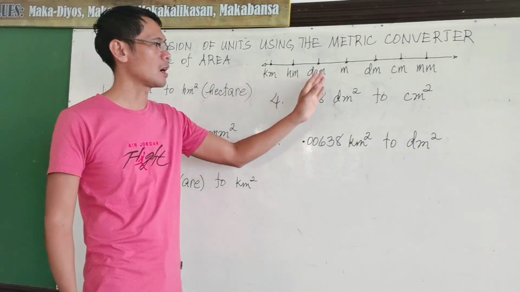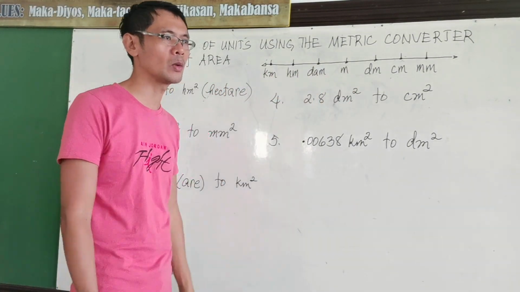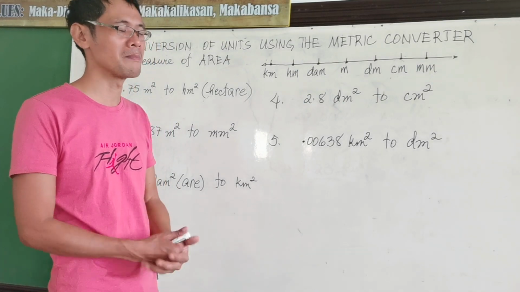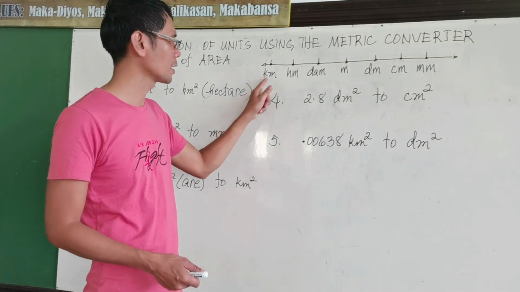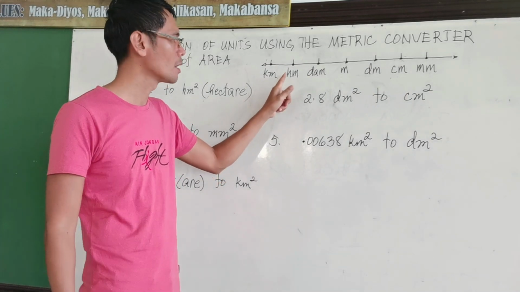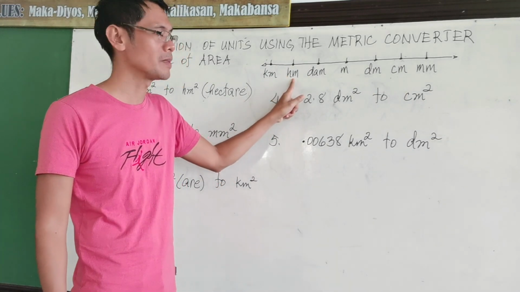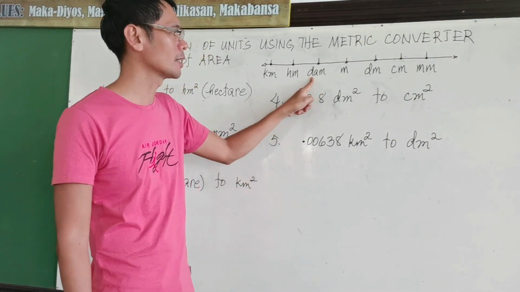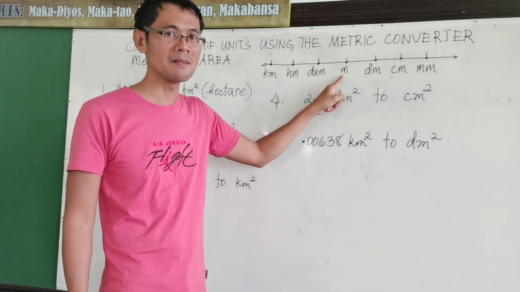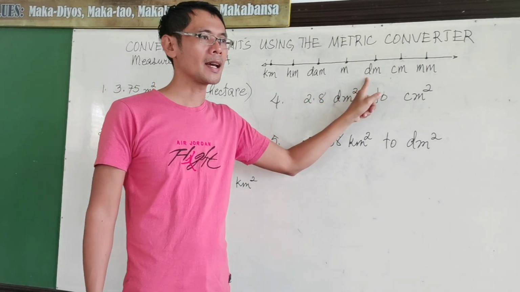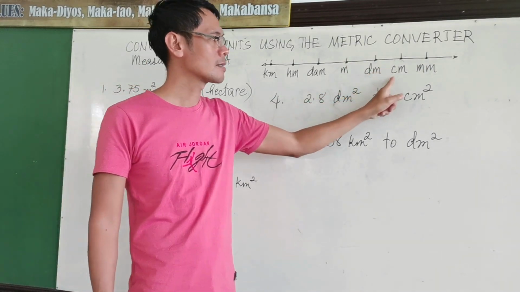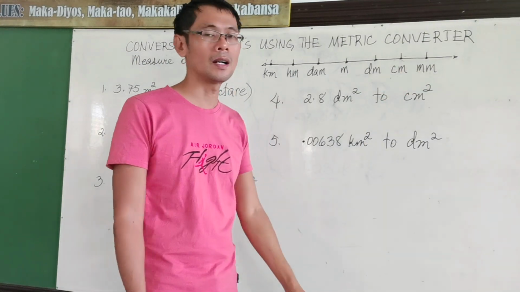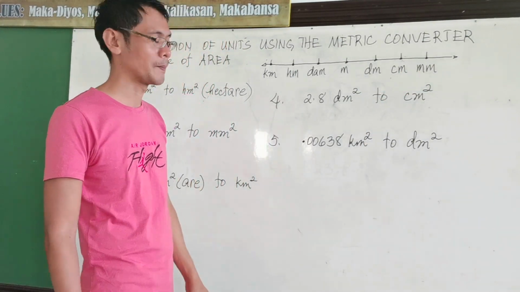Of course, for those who are not familiar with the different metric units under our metric system, we have kilometers, km. We have HM, hectometer, DAM, that is decameter, M, which is our meter, DM, our decimeter, cm, our centimeter, and mm, our millimeter.